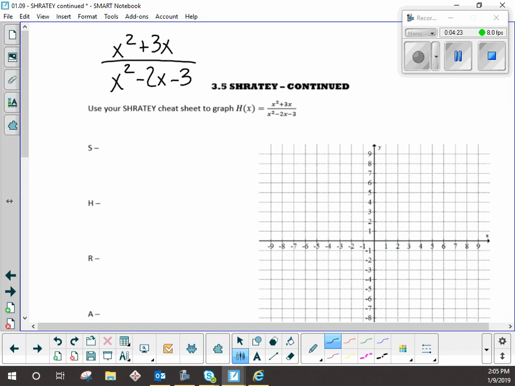I feel like there's something else I wanted to say. I don't know. The very first step is S. According to your SHRATEY cheat sheet, what does that stand for?